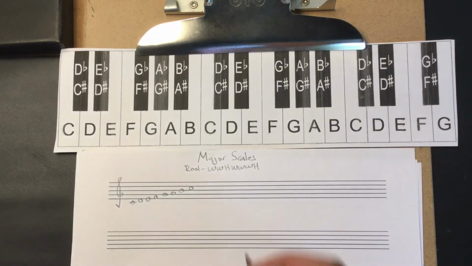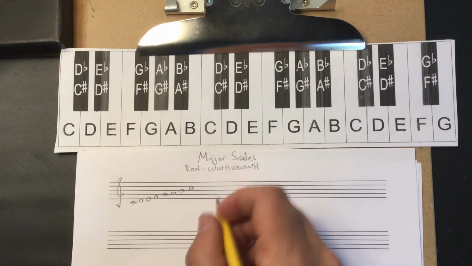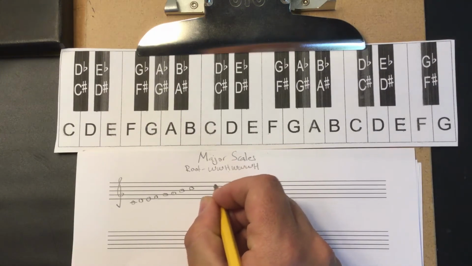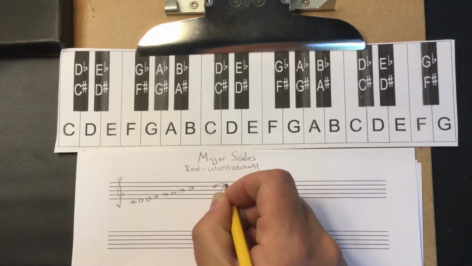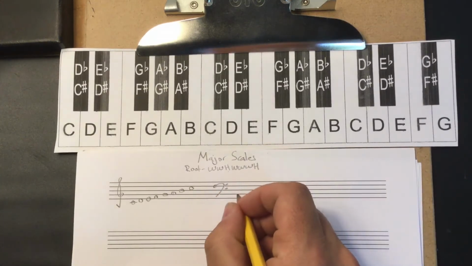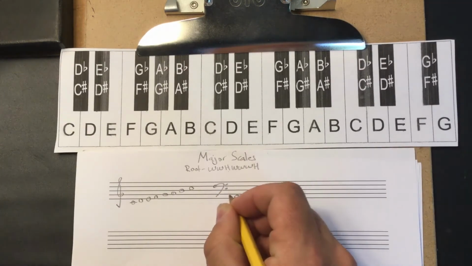Okay, let's get into a different one. So we're going to start with, let's do an A flat major scale. And I'm going to do this in bass clef. Okay, so my A is right here in bass clef, and I'm starting on an A flat.